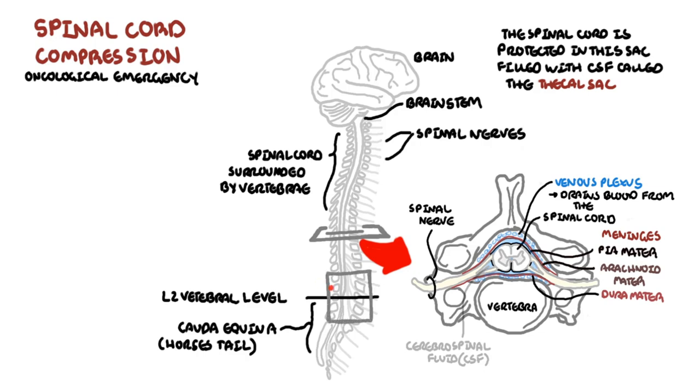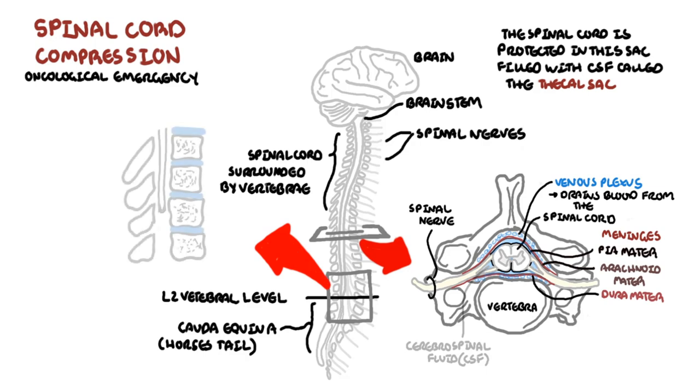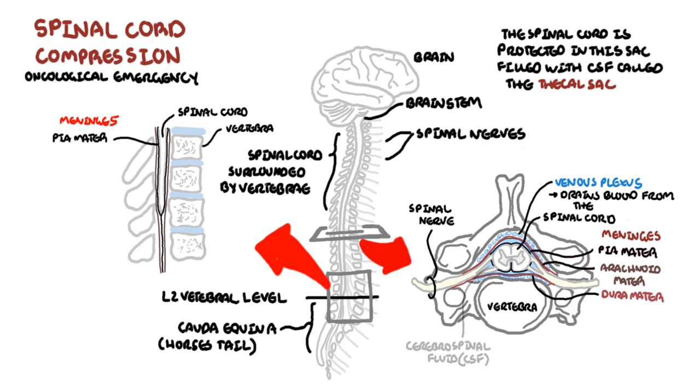Let's look at it in a different plane, a median plane. Here you can see the terminal portion of the spinal cord at the L2 vertebral level, known as the conus medullaris. The spinal cord is protected by the vertebrae, the bone, and further protected by the meninges, made up of three layers. The innermost layer is the pia mater, then the arachnoid mater, then the dura mater. Separating the arachnoid mater and the pia mater is the cerebrospinal fluid.